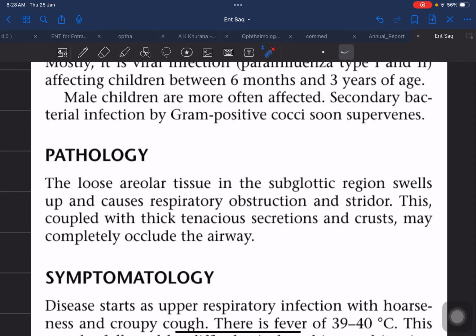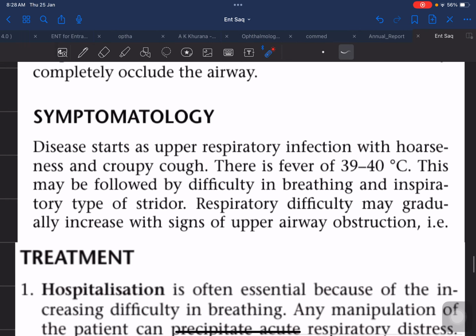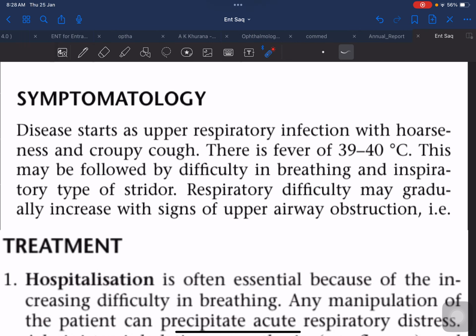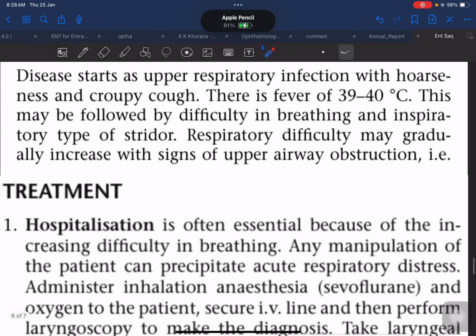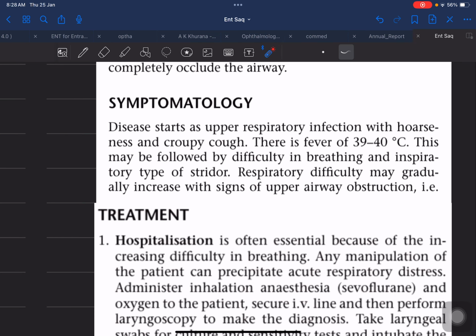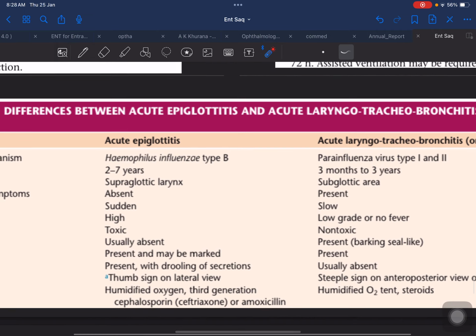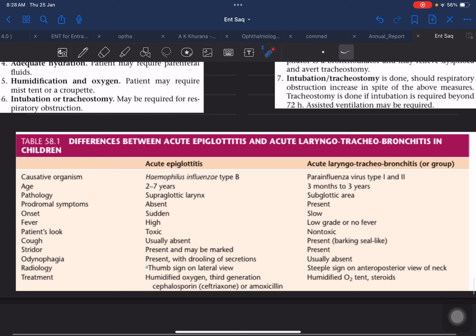Now talking about the symptoms, right? The disease starts with upper respiratory infection, right? Since the larynx is also involved, there will be hoarseness, croupy cough. The fever will be there since it is an inflammatory condition. This may be followed by difficult breathing, inspiratory type of stridor. Respiratory difficulty may gradually increase and signs of upper respiratory obstruction will be seen. So these are our symptoms, and treatment we have already done. So now another thing to know is the difference between acute epiglottitis and acute laryngotracheobronchitis.